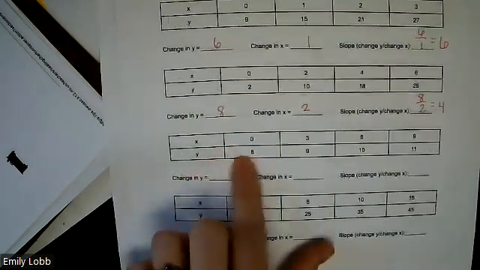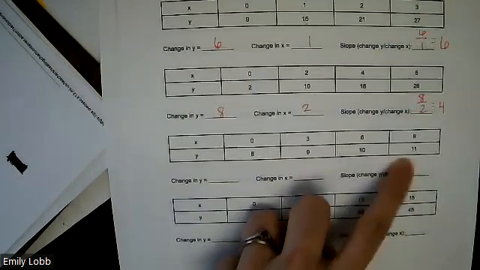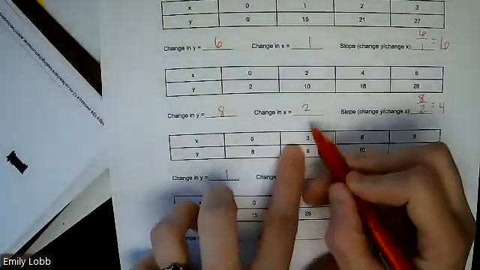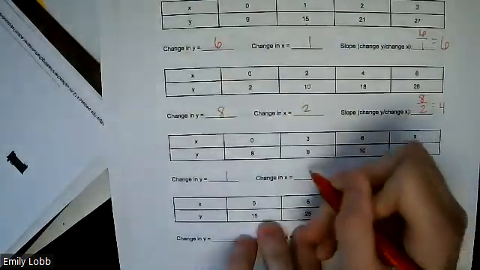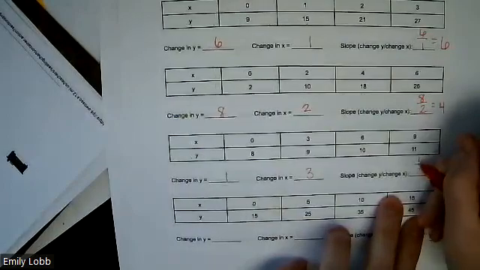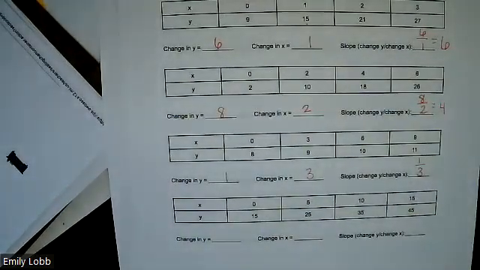All right, so change in y. These look like they're going up by 1. Change in x, this time they're going up by 3. So we're still writing it as the change in y divided by the change in x. So now we have a fraction. And it's simplified, so we can leave it as such.